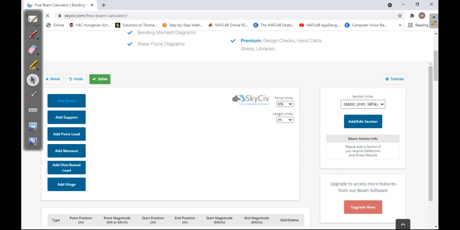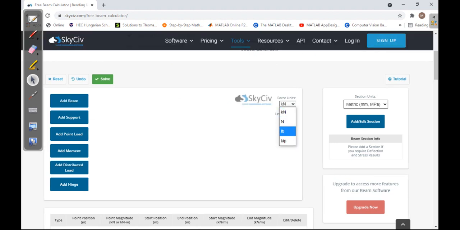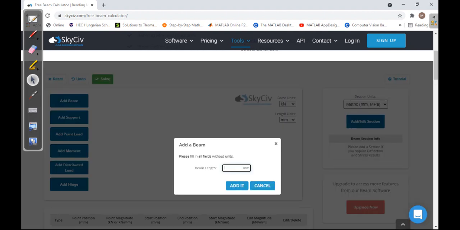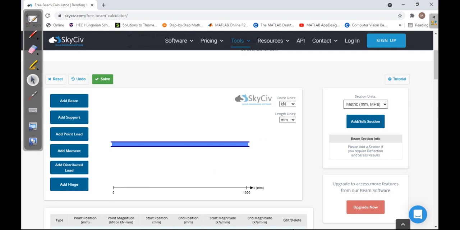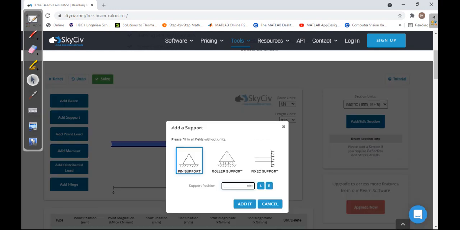First of all, how to use it? Here are the units of the beam. You can choose units of force: Newton, foot-pound, kilopascal, kip, and kilonewtons. I would recommend kilonewtons. Here are the length units: inches, feet, millimeters, and meters. I will choose meters, set a beam length of 1000 meters, and let's add a support. Here you have a pin support, roller support, and fixed support.